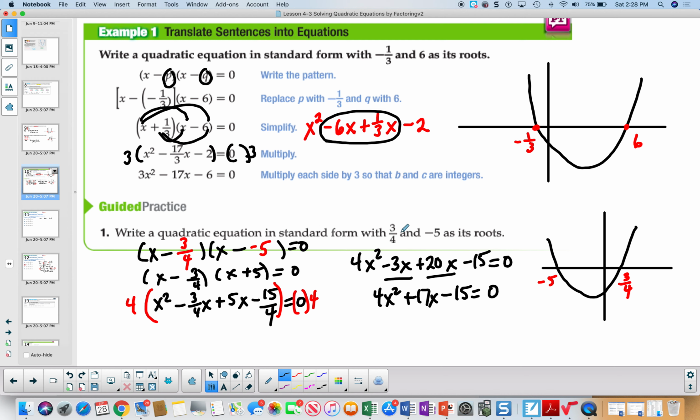One more example. Here's one with 3/4 and -5. And again, we go ahead and put it into the format, clean it up a little bit, multiply through everything, and I decided not to try to get a common denominator here. I just decided I'm going to multiply by 4 to get rid of fractions. And when I do that, I get this expression, and I just clean it up by adding these two together, and here's my standard form.